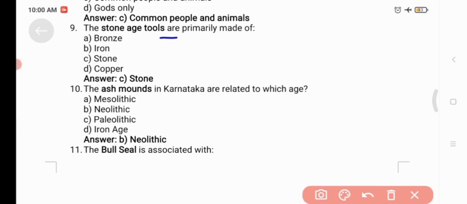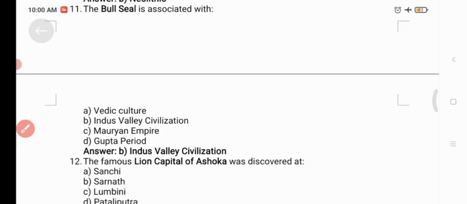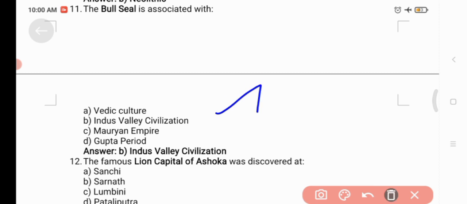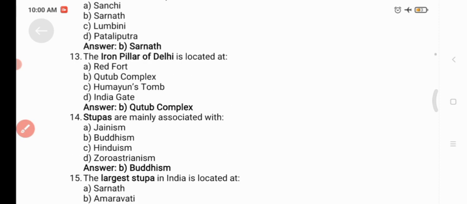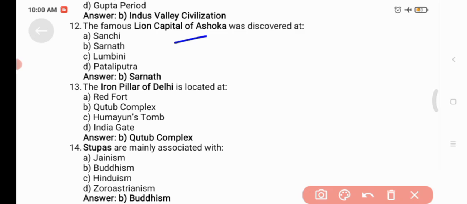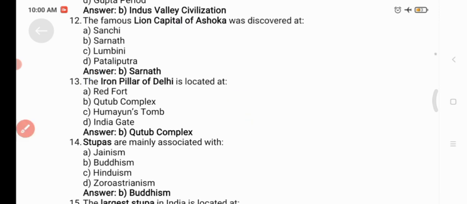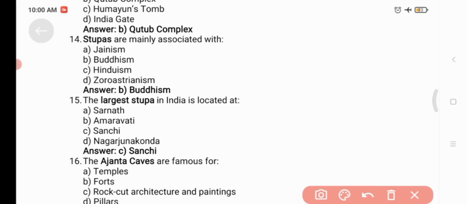The Stone Age tools are primarily made of option C, stone. The Ashmounds in Karnataka are related to which age? Option B, Neolithic. The pool shield is associated with option B, Indus Valley civilization. The famous lion capital of Ashoka was discovered at Sarnath. Option B. The Iron Pillar of Delhi is located at the Qutub complex. Stupas are mainly associated with option B, Buddhism.